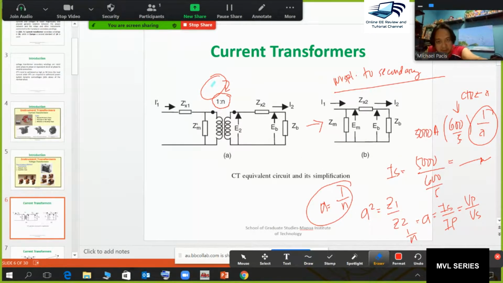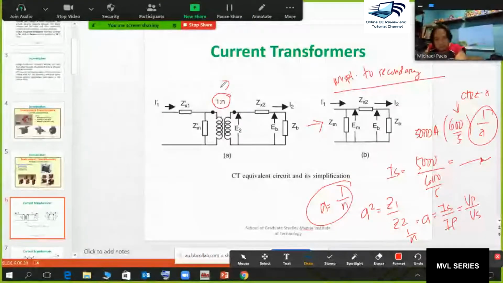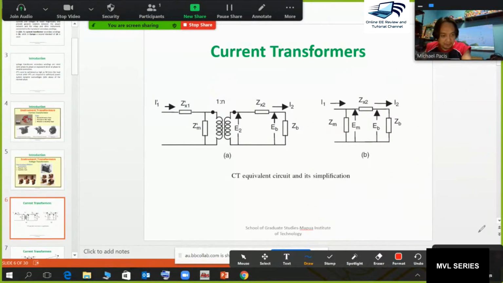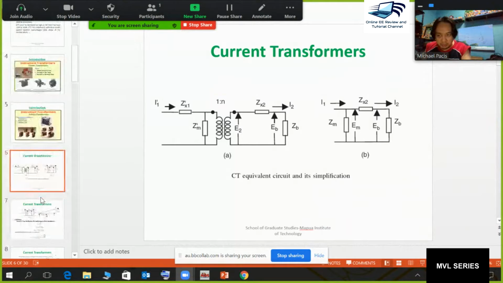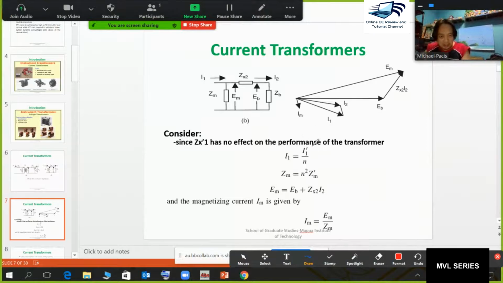I can erase this part here so that you will not be confused. My first letter here is your A. It's different. The N is your transformation ratio. Now let us move forward to the next slide. We clear all the drawings, so you can go back to that slide if you missed some things. Before we proceed, please take note of the following. The primes here are the secondary winding.